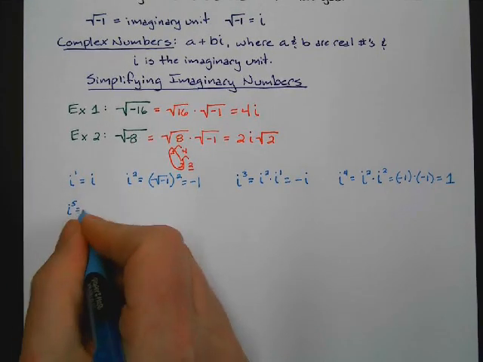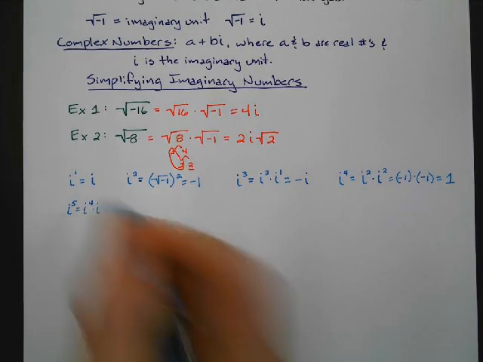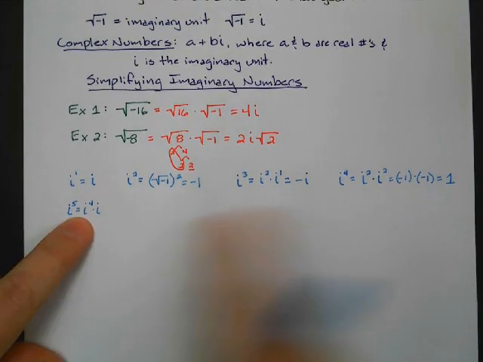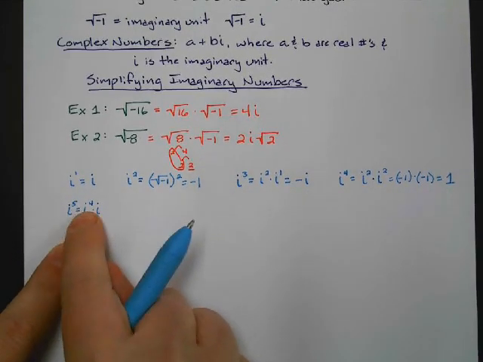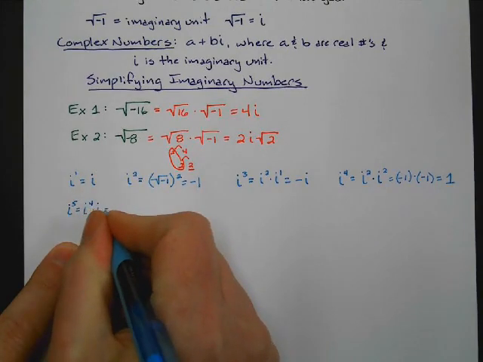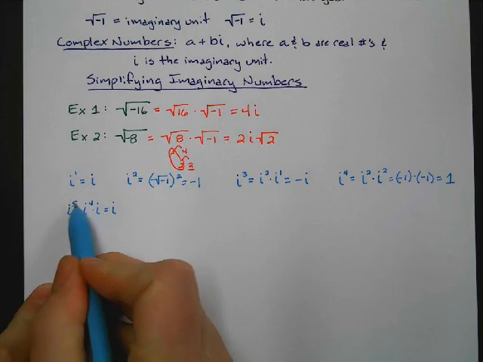i to the fifth is i to the fourth times i. But we already said that i to the fourth was 1. So this is just 1 times i, which is i. So i to the first was i, and i to the fifth is i.